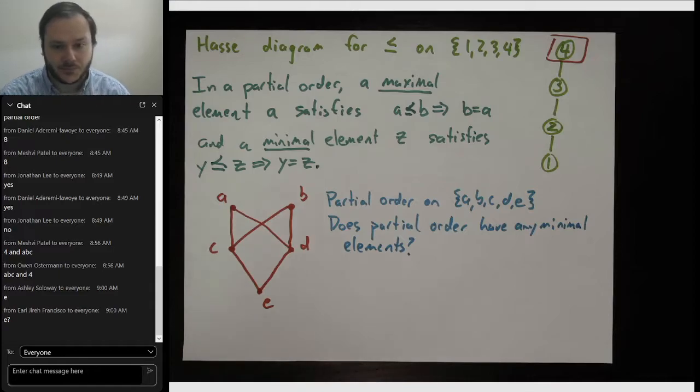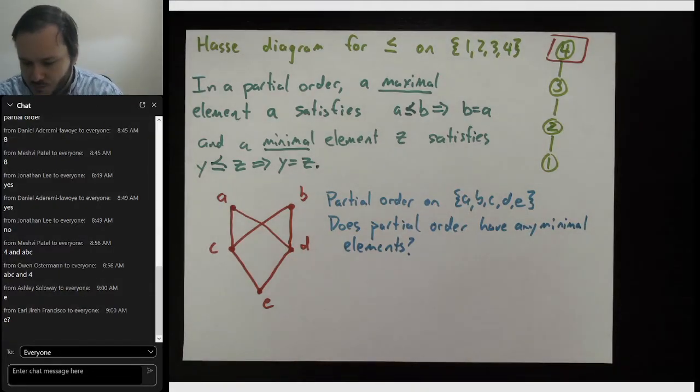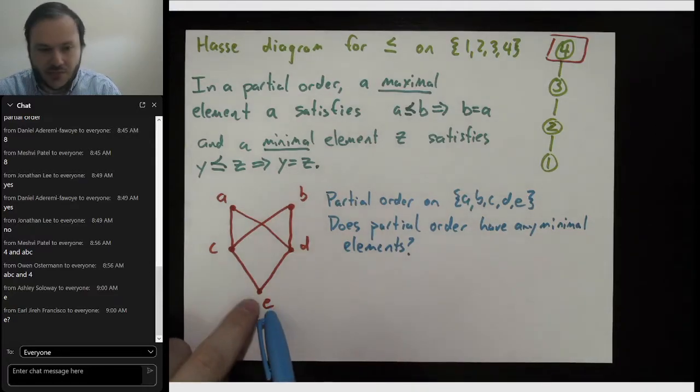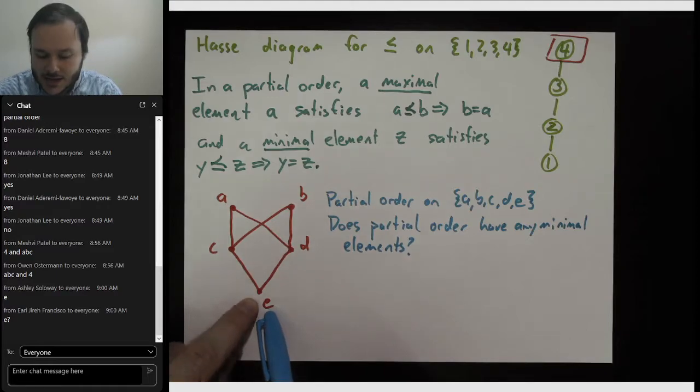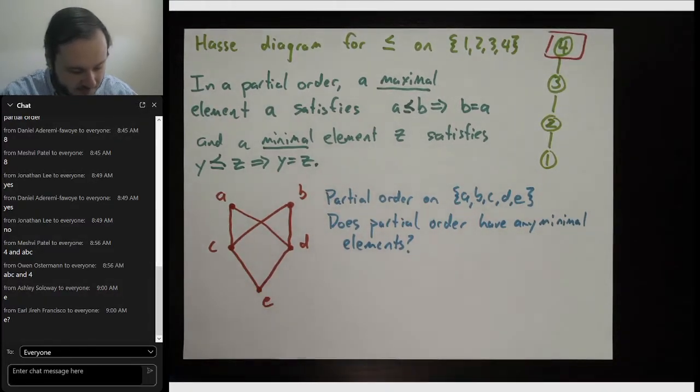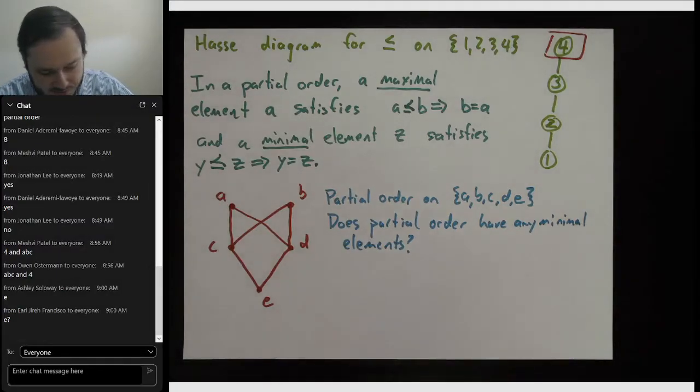Yeah, good. Right, remember our intuition. Minimal elements should be at the bottom. E is at the bottom. E is, there's nothing less than or equal to E except for itself. Good.